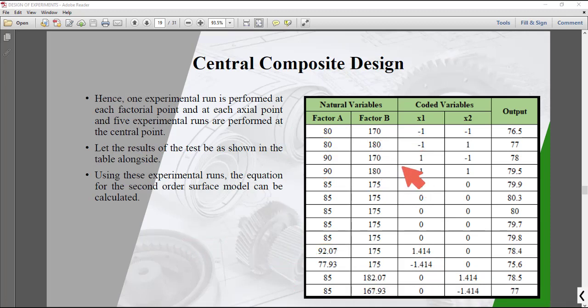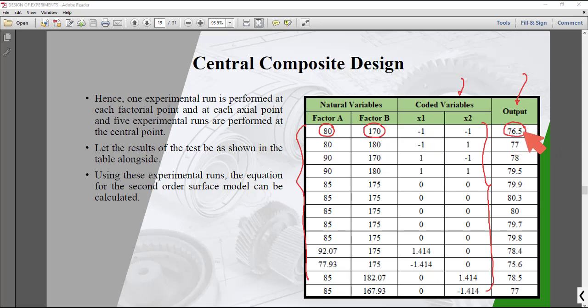So from here you are getting your experimental runs. These are the actual values of the experimental runs. These are the coded values of the experimental runs. And this is the output for each run. In simple words, what does this mean? For 80% cadmium and 170 degrees Fahrenheit, what is the output of the cadmium battery? What is the capacity of the cadmium battery?